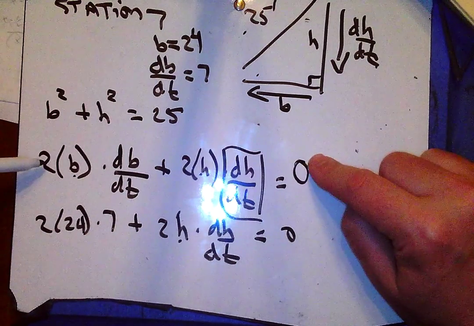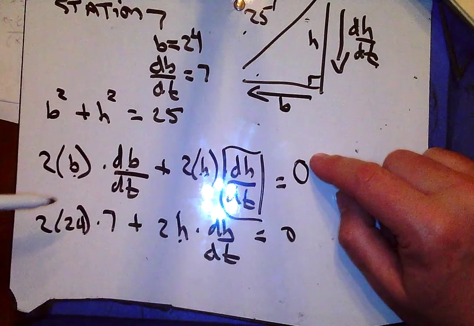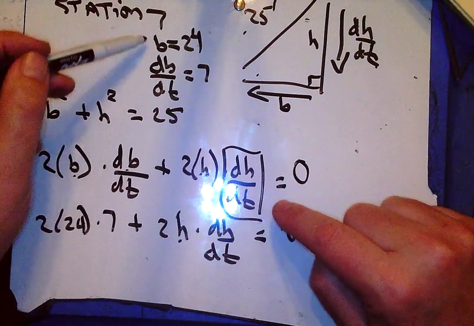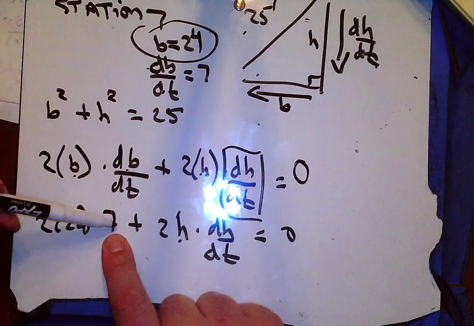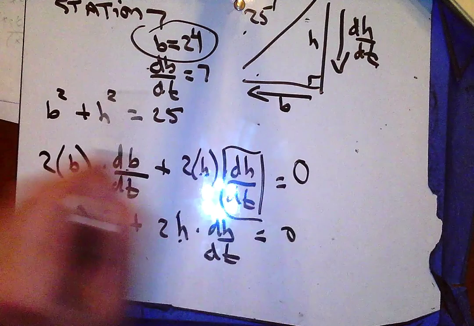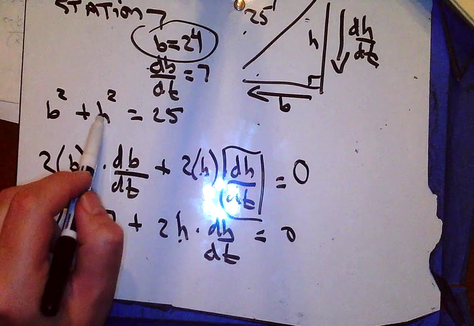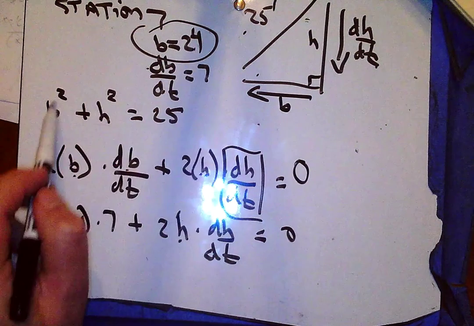So here's where the last video froze for some reason. And here it is. And I had said that we need to know this, this, and this in order to find that. Well, conveniently, we've been told that B is 24 and the dB/dt is 7. But what about H? Well, luckily, we know the Pythagorean theorem. And we can solve Pythagorean for H when I plug in that B value of 24.